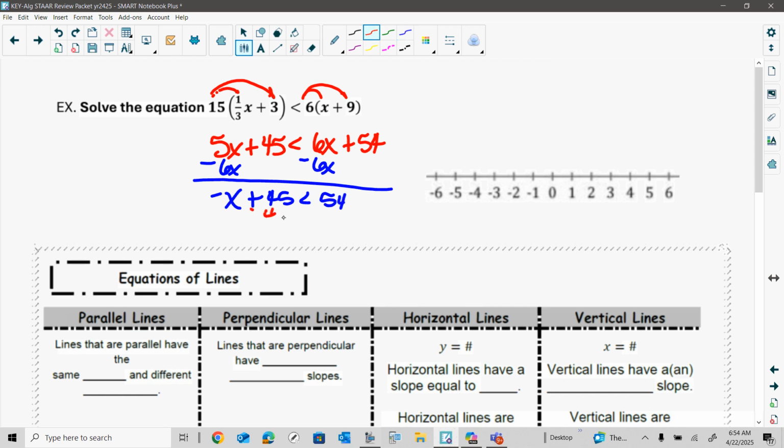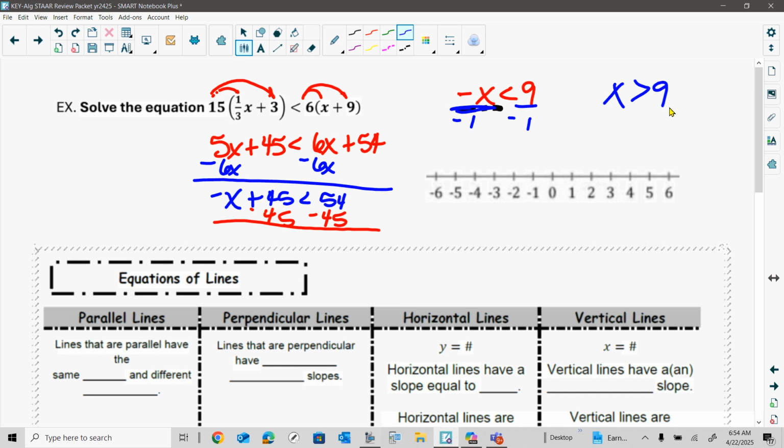And then we're gonna subtract the 45, okay? We have a -x is less than 9, okay? Now we can't keep it a negative, so this one we divide by -1, and then remember, anytime we multiply or divide by negative, you have to flip that symbol. Obviously our inequality doesn't go to 9, so I'm just gonna go here, put a 9. It's open and it's pointing to the right, okay?